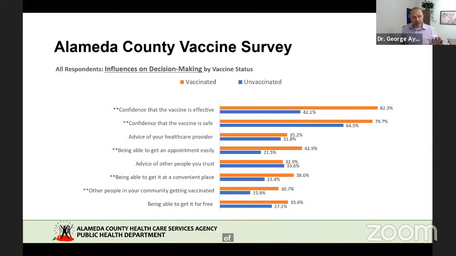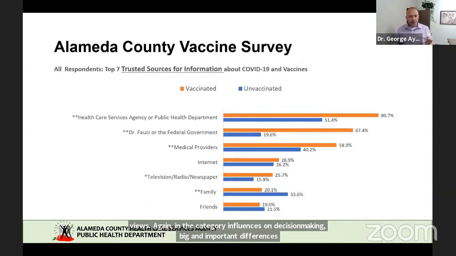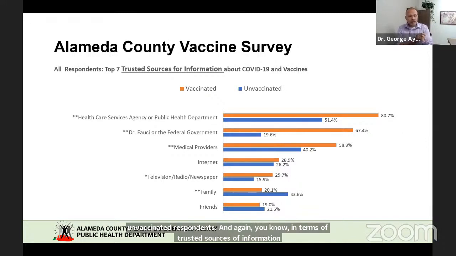Again, in the category of influences on decision-making, there are big and important differences, for the most part, not always, between vaccinated and unvaccinated respondents. And again, in terms of trusted sources of information, there are significant differences between vaccinated and unvaccinated respondents.